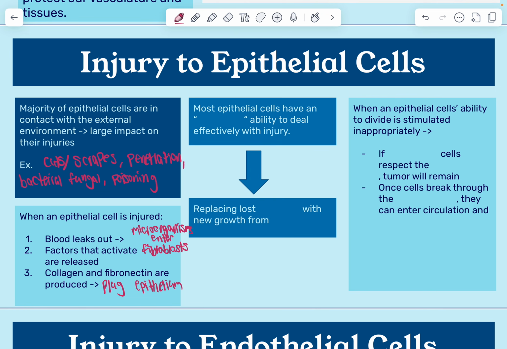Most epithelial cells have an automatic ability to deal effectively with injury, and they do this by replacing the lost tissue with new growth from undamaged edges.